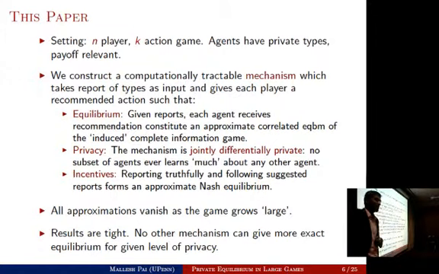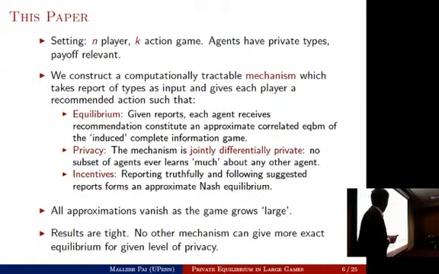I'm going to write down a notion of privacy in a slide or two, or four, and the mechanism is going to satisfy this demanding notion of privacy. And finally, there'll be incentives. Reporting truthfully and following the suggested recommendation of the mechanism is going to constitute an approximate ex post Nash equilibrium. Three uses of the word approximate. All these three approximations are going to vanish as the game grows large, in a sense that we will define formally. Yeah? So why correlated in the first bullet point and Nash in the third?